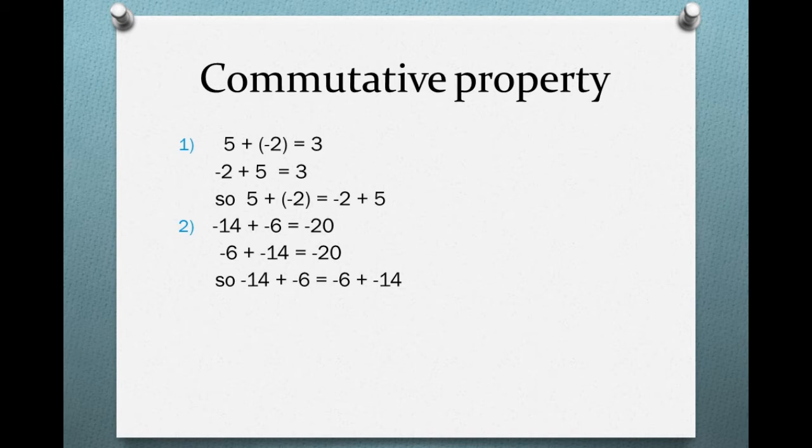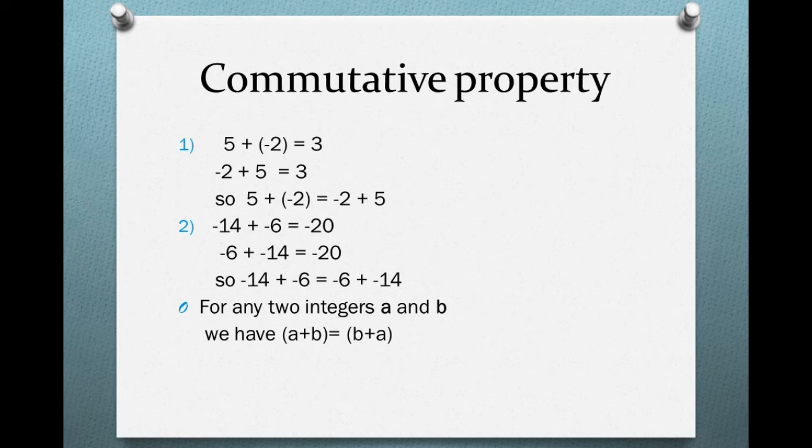Try this with some other pairs of integers. We cannot find any pair of integers for which the sums are different when the order is changed. That is, for any two integers a and b, we have a plus b equal to b plus a. That is, addition is commutative for integers.